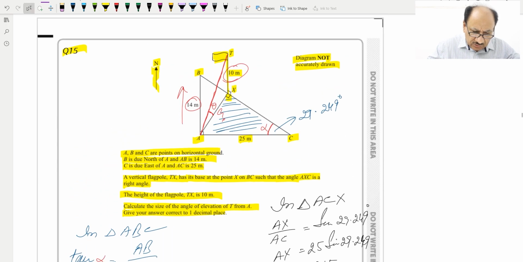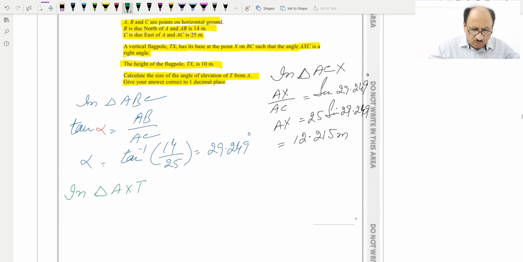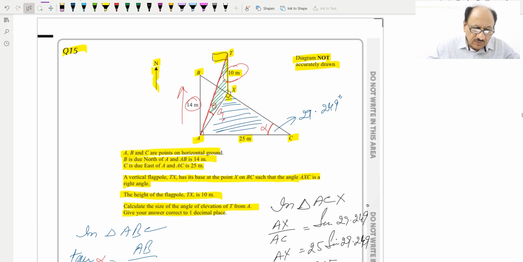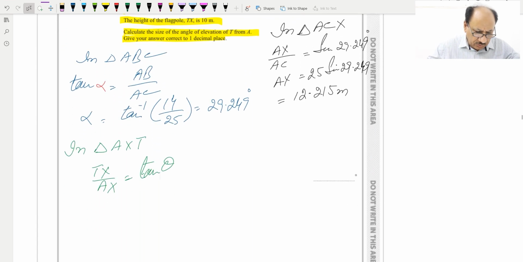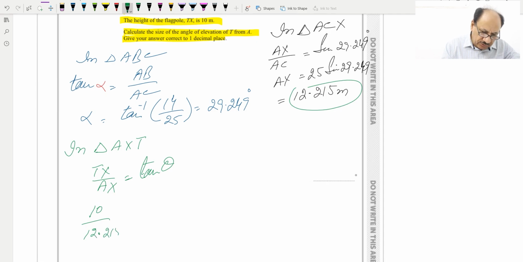This is the triangle AXT which we are considering. In this triangle, opposite over adjacent will be tan theta, TX over AX. So TX over AX is equal to tan of theta. TX is 10, so 10 over AX, which we just found, 12.215, is equal to tan theta.